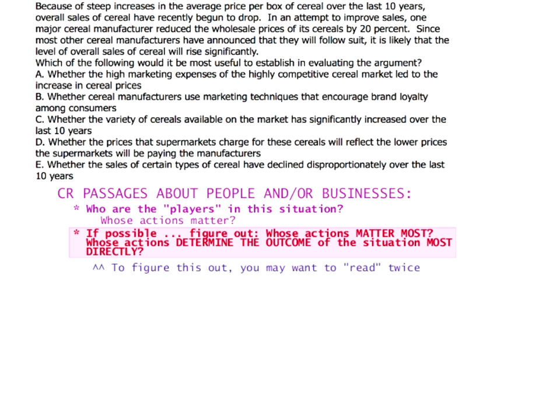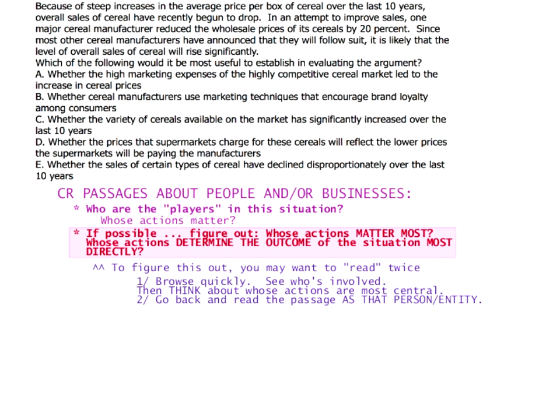Read in quotation marks, because it's not a thorough reading both times. It's really just, the first time, browse quickly, see who's involved, but don't worry too much about it. Then think about whose actions are most central. Then go back and read the passage as that person or entity. In other words, you might need to do two reads, where the second read is a little bit more careful.